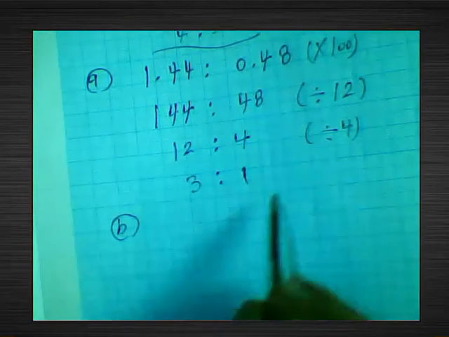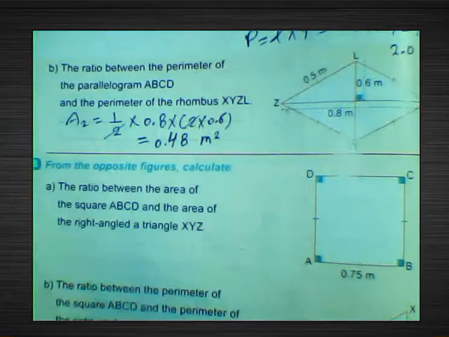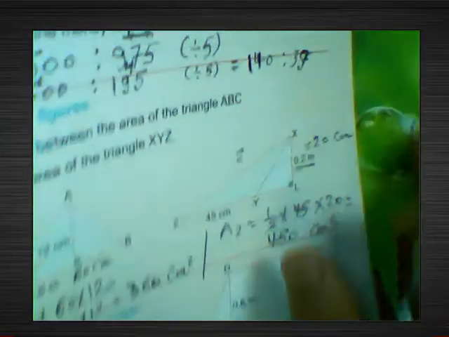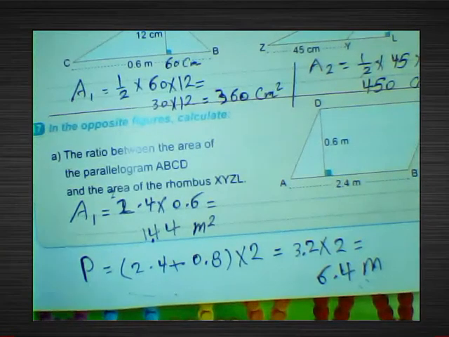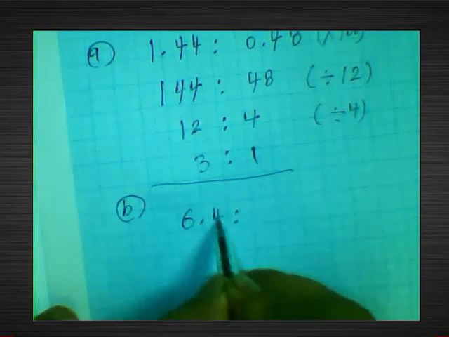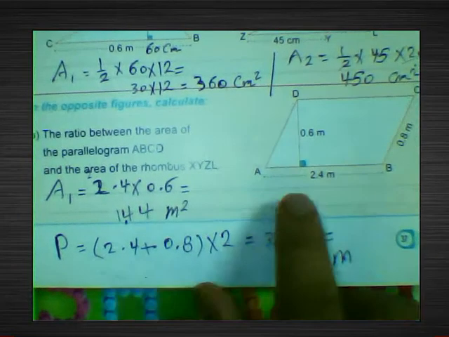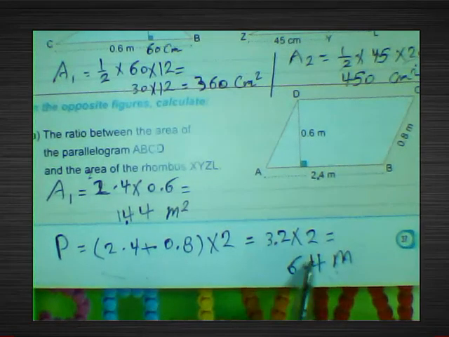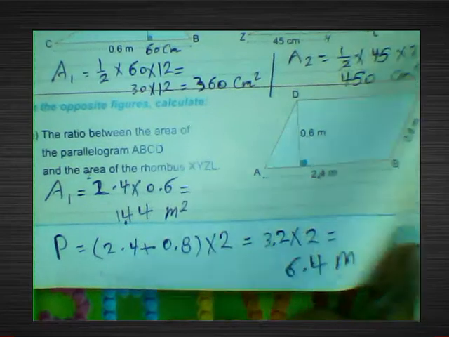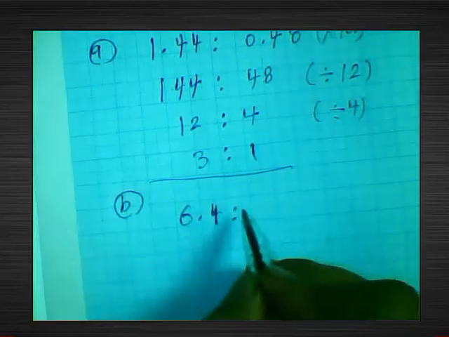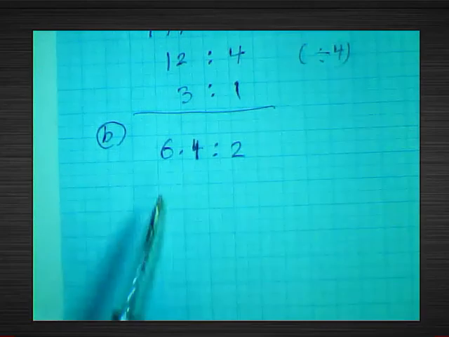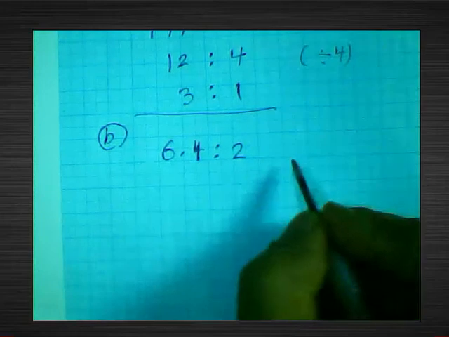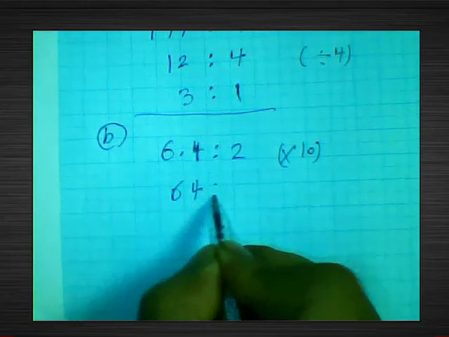We write here, okay, in this notebook about this. The ratio between the parallelogram and the rhombus. The parallelogram was 6.4. 6.4 first. Don't convert or replace it. Put here 6.4 meters because we find it by adding 2.4 and 0.8. The result will be 3.2 times 2 equals 6.4 meters, and the perimeter of the rhombus equals 2. Do you understand it? It's 2 meters. So we must cancel this point from both fractions by multiplying by 10. We write 64 here and 20.